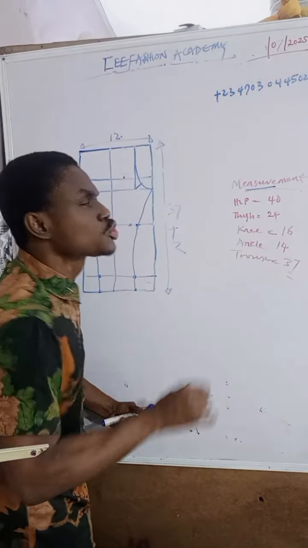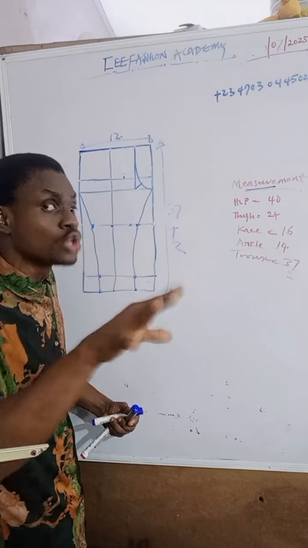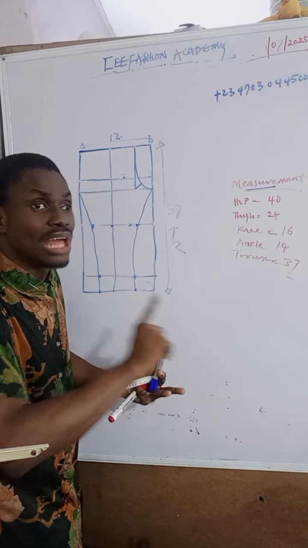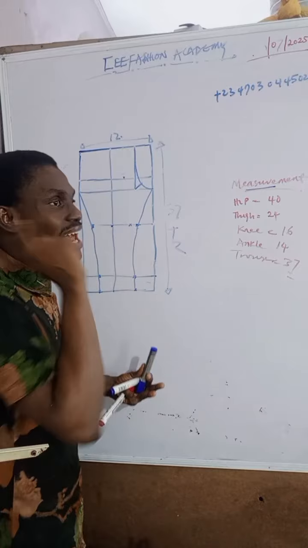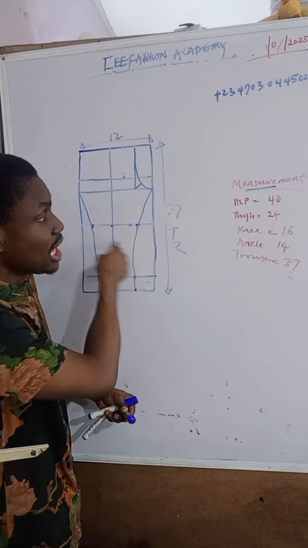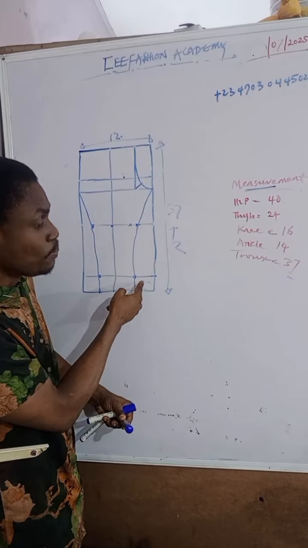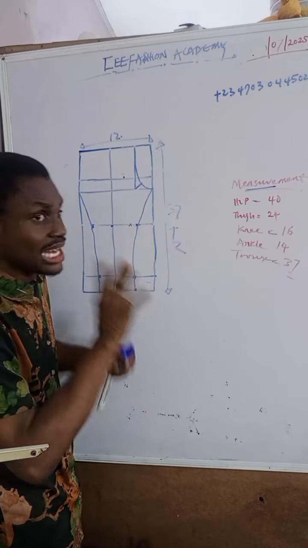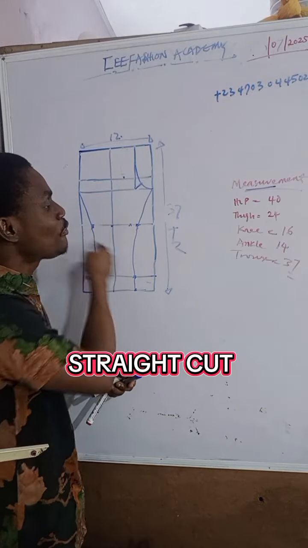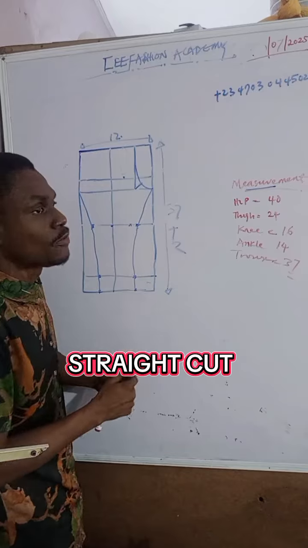Now let me explain what a straight cut is. I forgot to list this particular one. We have a pencil, we have a straight cut, we have a palazzo, and we have a boot cut. This is a pencil, whereby the circumference of the knee is bigger than the circumference of the ankle. Now which one is a straight cut? The straight cut is where the circumference of the knee is quite equal to the circumference of the ankle.